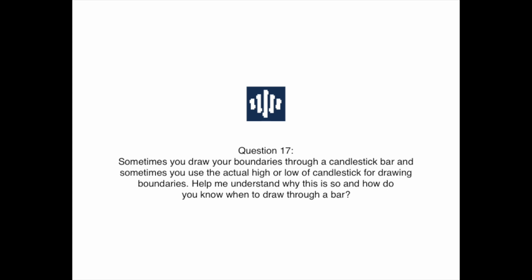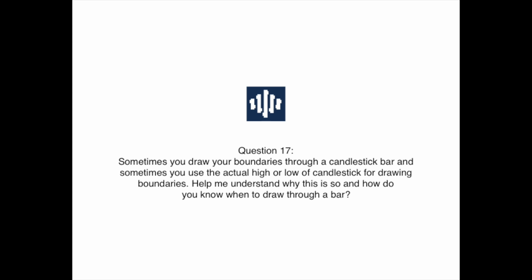Question 17. Sometimes you draw your boundaries through a candlestick bar, and sometimes you use the actual high or low of the candlestick for drawing boundaries. Help me understand why this is so, and how do you know when to draw through a bar? Okay.